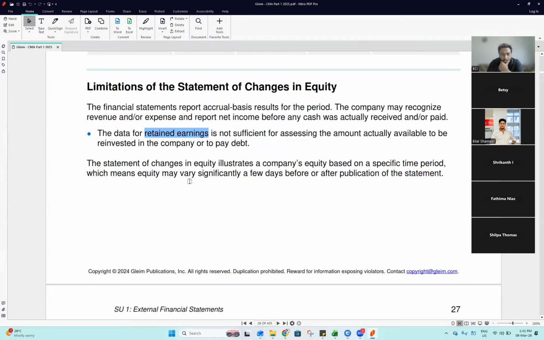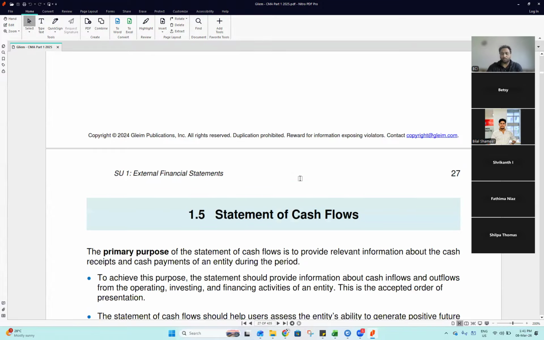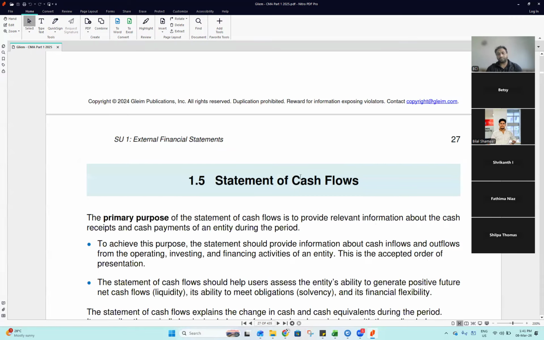Clear. Now, the statement of changes in equity illustrates the company's equity base on a specific time period, which means equity may vary significantly a few days before or after publication of the statement. The same weakness we will be seeing in the balance sheet also. The statement of financial position will be prepared on a particular date, so it can be different before and after the balance sheet date. Clear?